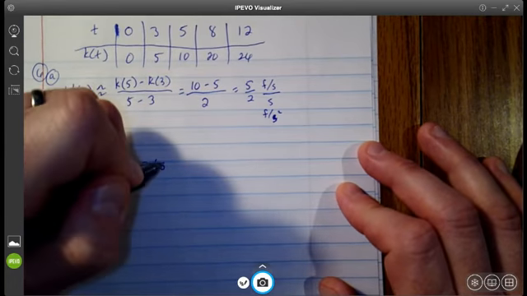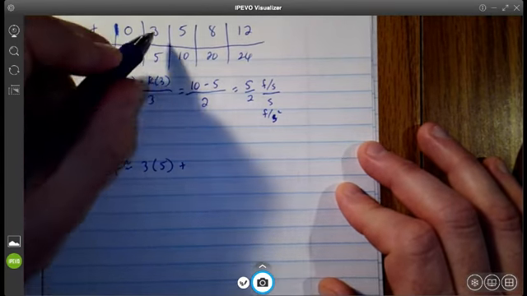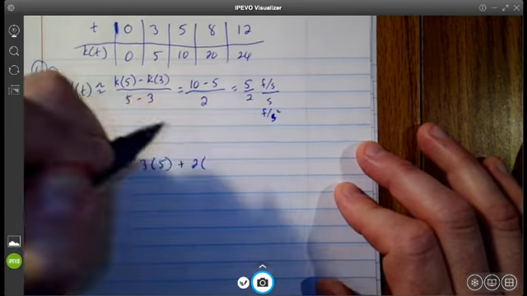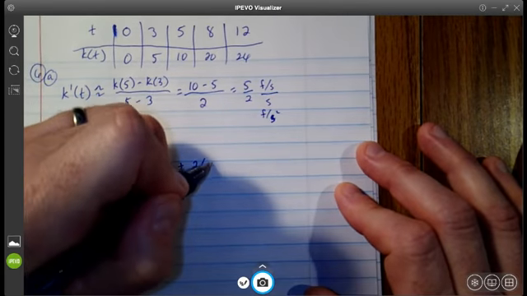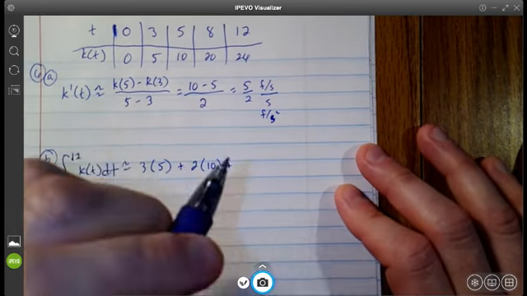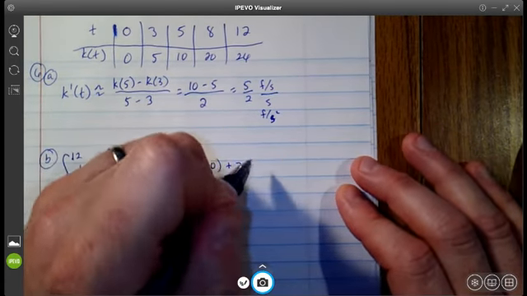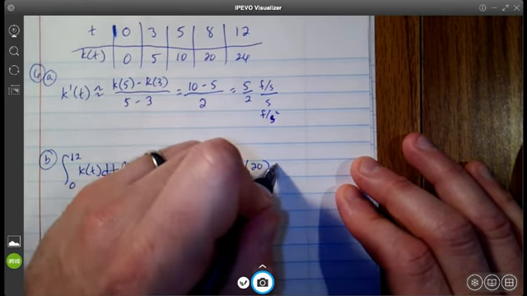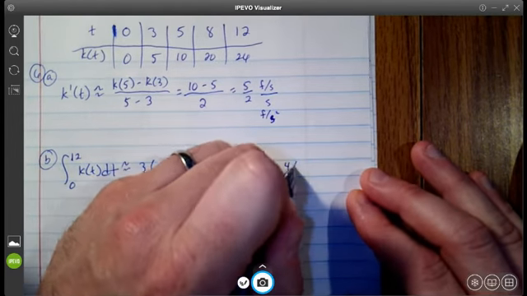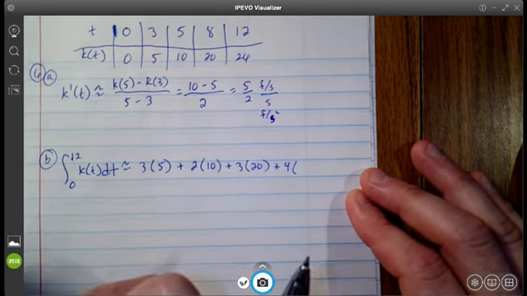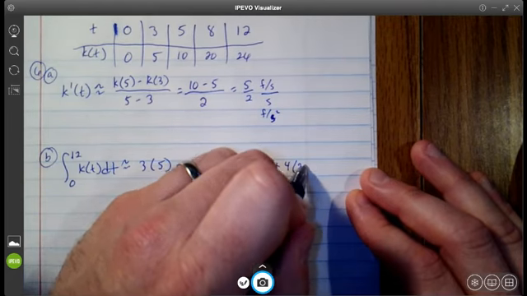So 3 times 5, plus the next width is 2 times the height on the right side, which is 10, plus the next width is 3 from 5 to 8 times the height on the right, which is 20, plus the next one is 4 wide times the height on the right, which is 24.